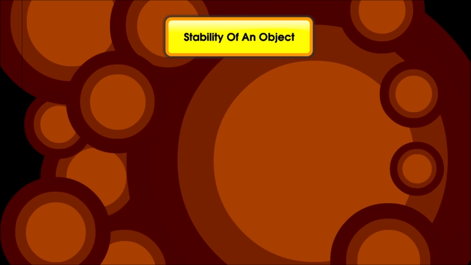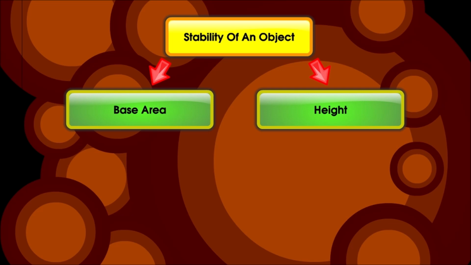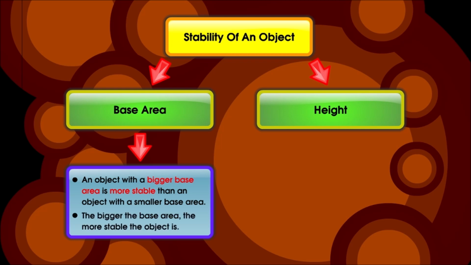There are two factors that affect the stability of an object: the base area of the object, the height of the object. An object with a bigger base area is more stable than an object with a smaller base area. The bigger the base area, the more stable the object is.